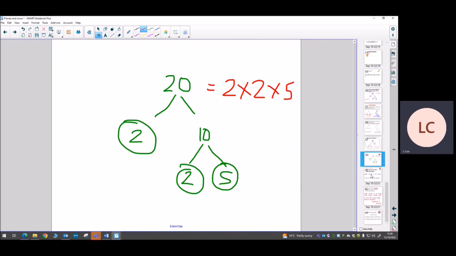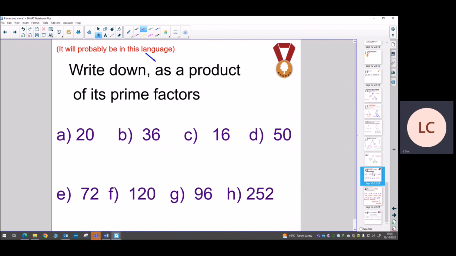I want you to have a go at these questions. I only really bothered about you doing A, B, C, D. I've put E, F, G and H for those of you who usually finished work quite quickly. So the question says, write down as a product of its prime factors. Start with 20, which I just did, and you've got to draw the lines coming off. Do this in your exercise book, please.